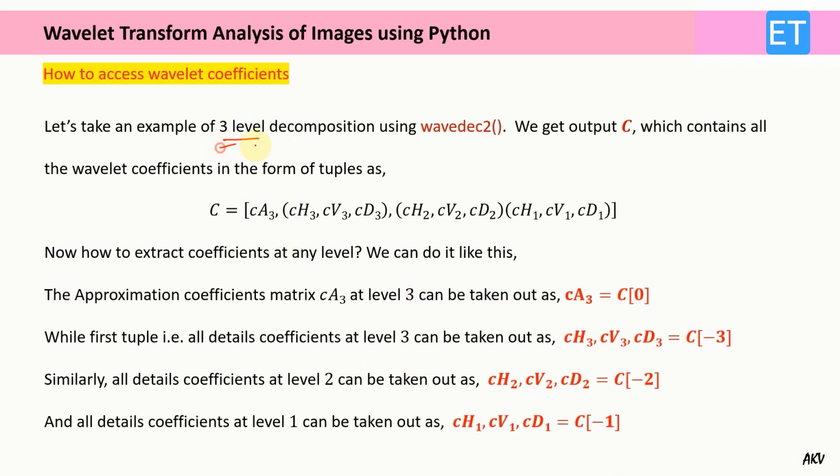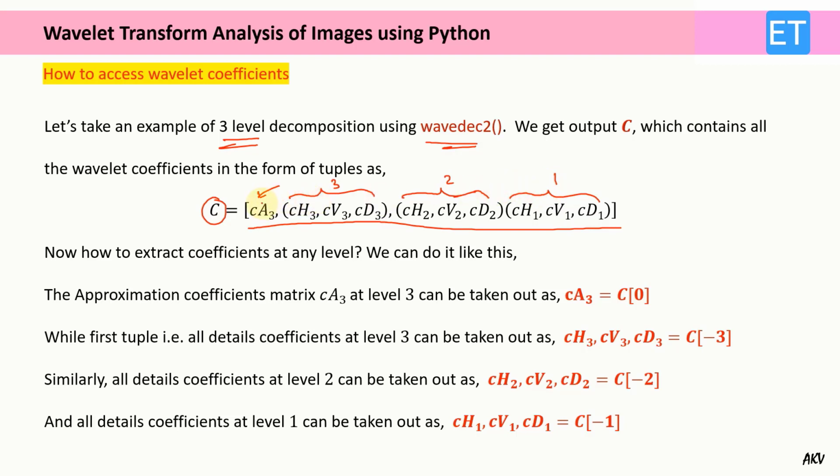So for example, let's say I'm doing a 3 level of decomposition using wavedec2. So I will get C output like this. The first matrix is the CA3, which is the approximation coefficient at level 3. The first tuple is all detail coefficients at level 3, and the next tuple includes all the detail coefficients at level 2. And the last tuple includes all the wavelet detail coefficients at level 1.